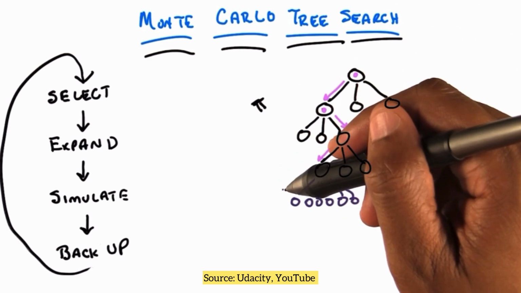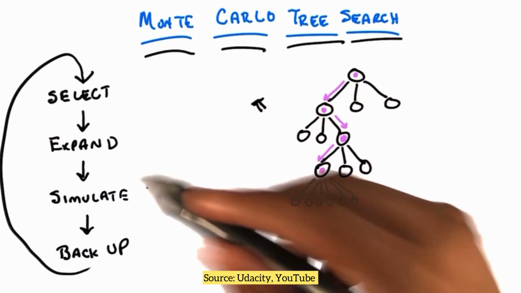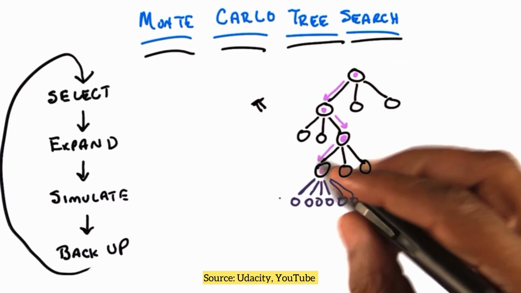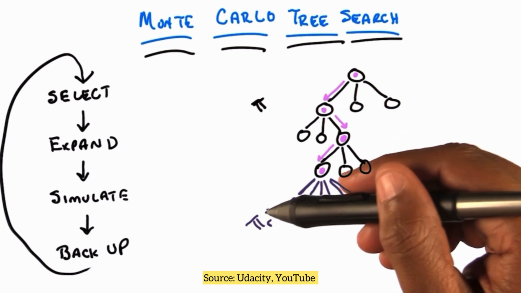Now, if we were doing the normal kind of tree search, like we talked about with game search, I would just use my evaluation function. But I don't have an evaluation function. So instead, I'm going to do simulation. And what that means is I'm going to follow some other policy. We call it the rollout policy. And just for the sake of discussion here, let's just say it's a random policy.